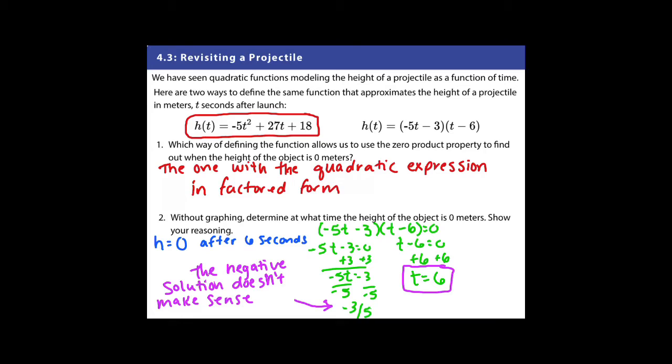And number 2, without graphing, determine at what time the height of the object is 0 meters. So here we would put our negative 5t minus 3 and our t minus 6 equal to 0 and solve. And then when you do that, the negative 5t minus 3 equals negative 3/5, but a negative value does not make sense in this context. So our t minus 6 gives us t equals 6, so our height would be 0 after 6 seconds.